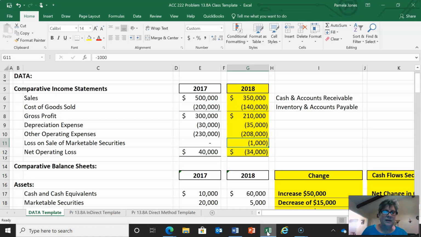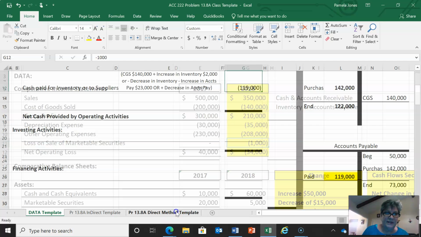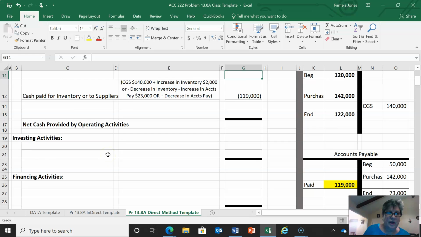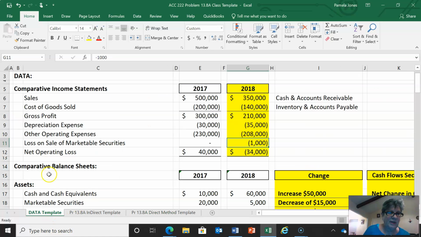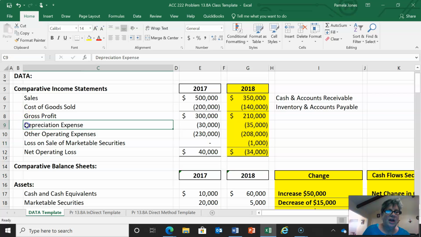Alrighty, this is going to be the last of our cash flows from operating activities direct method videos. So we had done the cash received from customers, and cash paid for inventory or to suppliers. Now we need to go back to the income statement and see what else is left. Next line. And notice I'm skipping over gross profit because that is a subtotal.